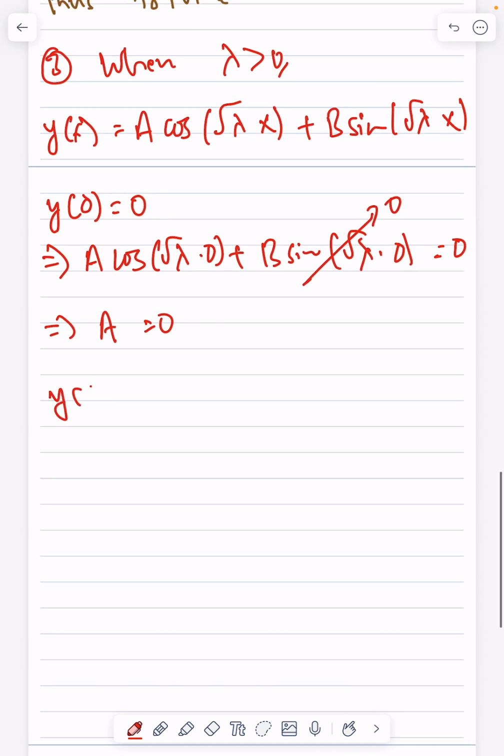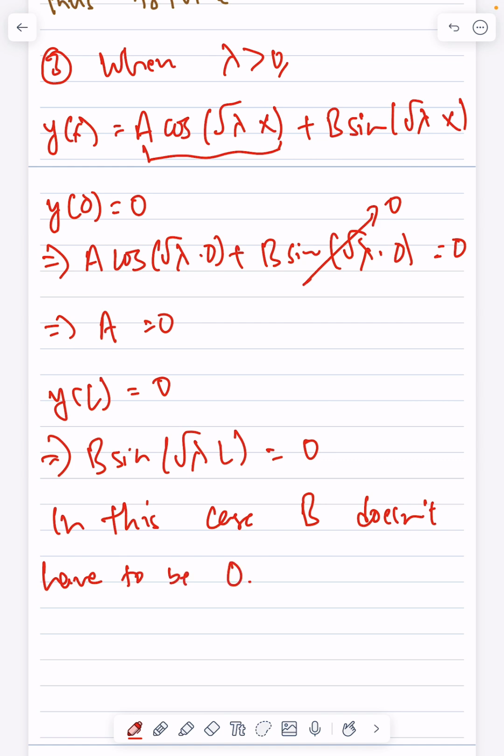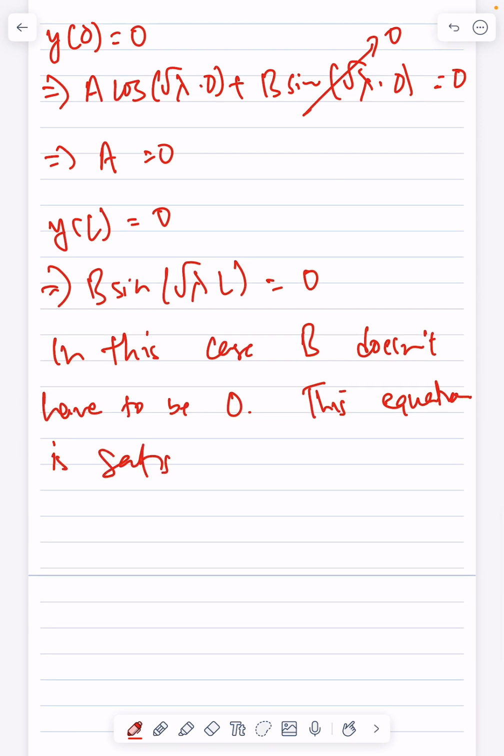Now let's apply the second boundary condition, y of L is equal to 0. Now a is equal to 0, meaning we do not have this part. So b sine of square root of lambda L is equal to 0. In this case, b does not have to be 0. This equation is satisfied when sine is 0.